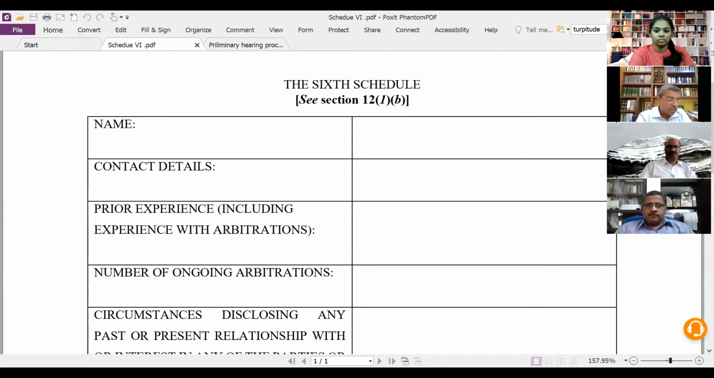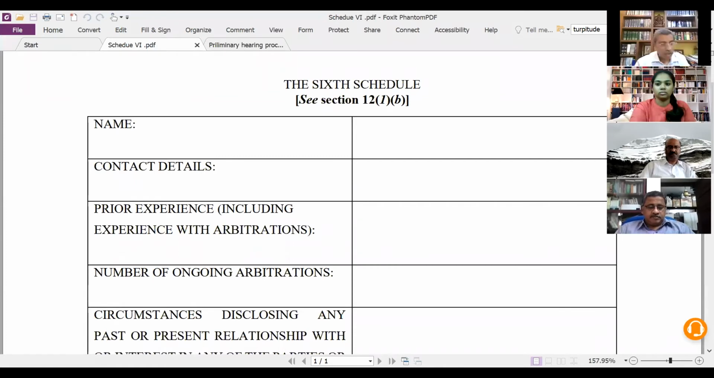Now, two aspects are mentioned in Section 12. One is with respect to the independence and impartiality, and the other with respect to the time frame by which the arbitrator can conclude his arbitration process. This is very important that we understand this distinction. My humble submission would be that most of the judgments rendered by the courts have not considered this vital aspect.